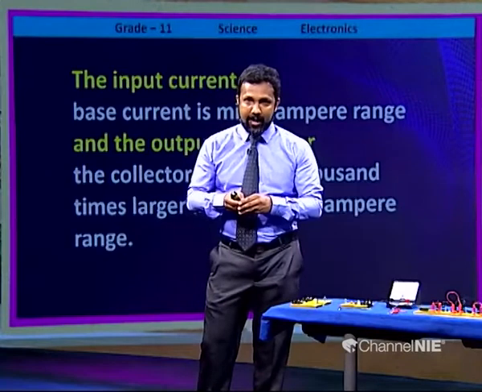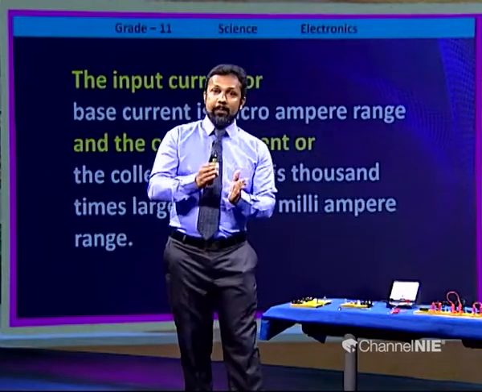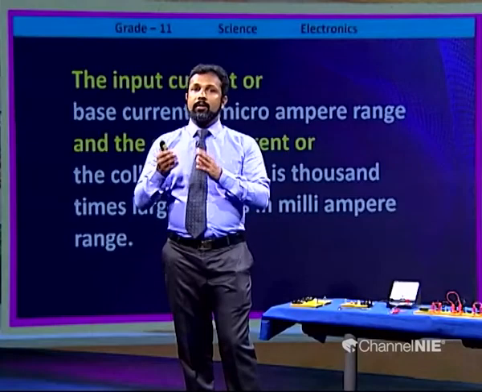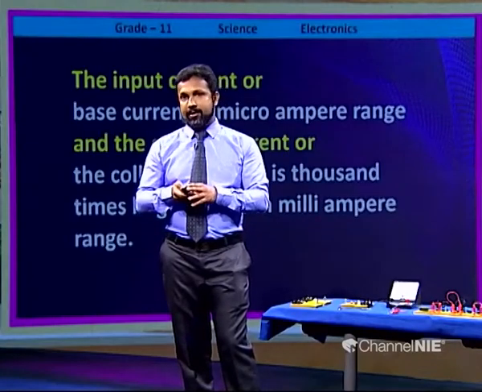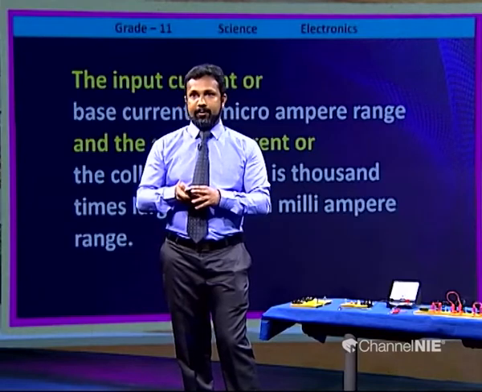You have to understand that the input current is very low, we call it base current. The output current is very high, we call it collector current or IC current. It is 1000 times larger than the base current. Right.